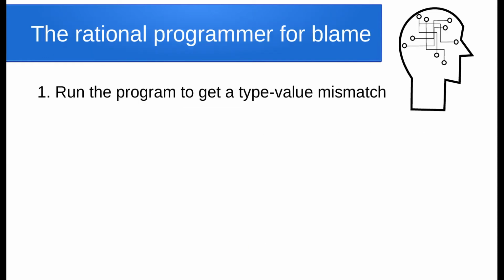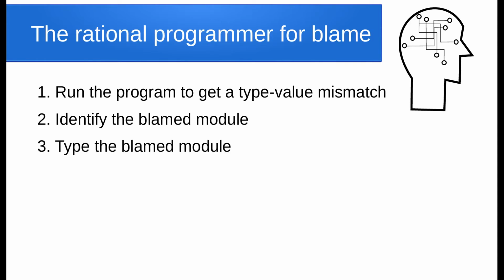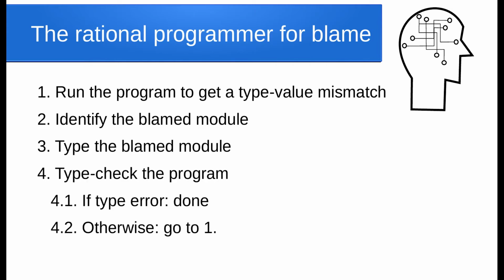Specifically, the simulation will follow an algorithm that looks like this. First, it will run the program to get a type-value mismatch error. Then, it will identify the blamed module. Next, it will type the blamed module. And finally, it will type check the program. And if it gets a type error, then the algorithm terminates, and we say that it succeeds at locating the mismatch. Otherwise, it goes back and continues from step 1.